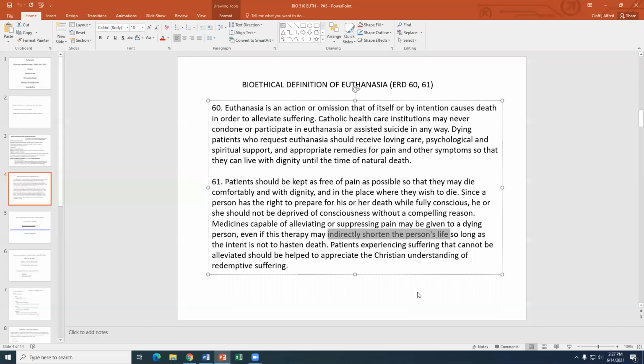So now the intent is not to hasten death. Again, a lot of emphasis on the intention, right? And that the action should follow the intention. Patients experiencing suffering that cannot be alleviated should be helped to appreciate the Christian understanding of redemptive suffering. It's another value also that, frankly, I think it's paramount, because at some point there is going to be a tolerance, an increasing tolerance to painkillers.